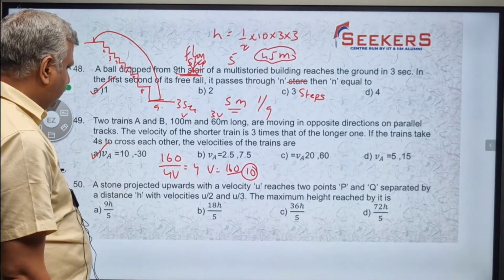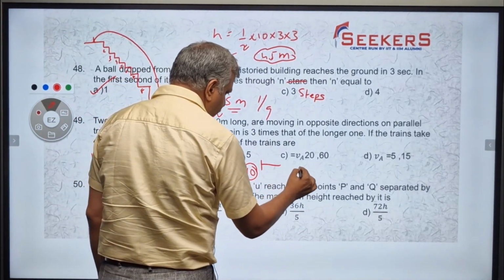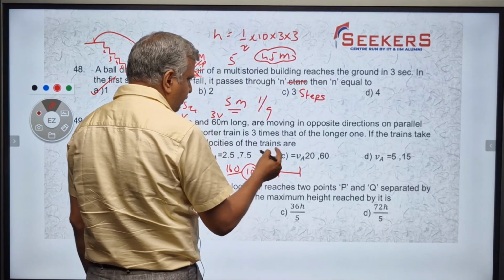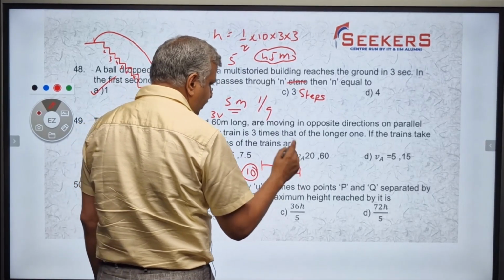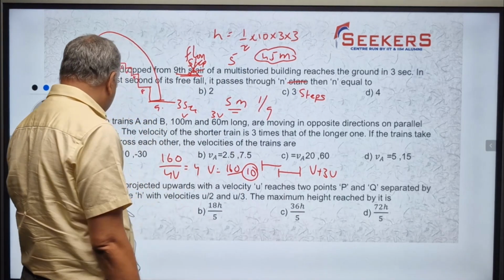Here the concept that I used is the total distance is the length of the two trains. Because they are moving in opposite directions, together in 1 second they will travel v and 3v. So I divided it by 4v.